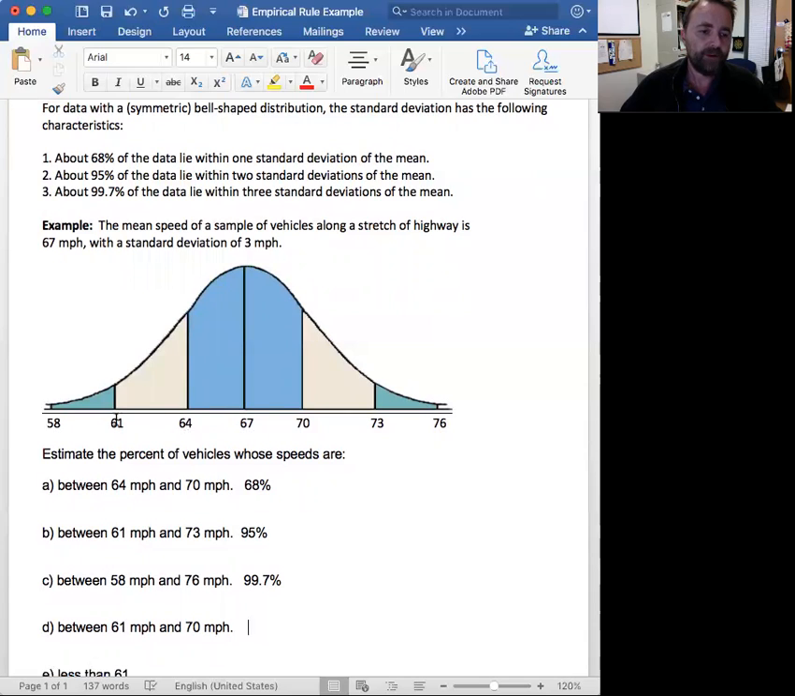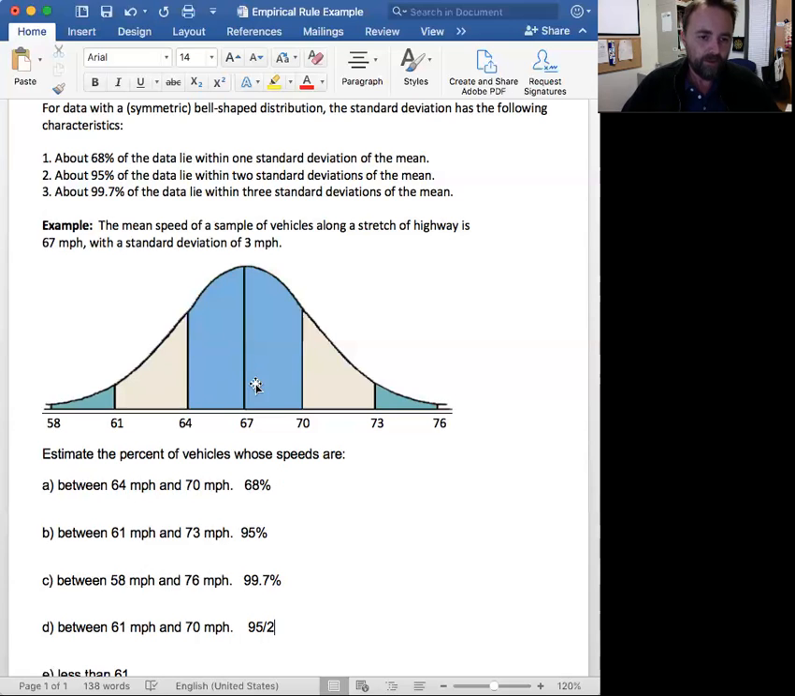First, how about just between 61 and 67? What is this shaded area? Notice if you went from 61 all the way to 73, that's 95%. That's all 95. What we're looking at is half of that, and this is symmetric. So this little shaded region here is exactly half of 95. So my first step, I'm going to do 95 divided by 2. That's that shaded region right there.